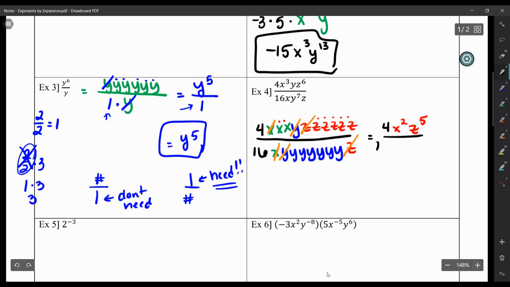And then at the bottom, we have 16. There's no more x's in the denominator. We do have a bunch of y's, though. 1, 2, 3, 4, 5, 6 y's, so y to the 6th power. And there's no more z's. Now that we've taken care of all the variables, let's talk about these coefficients. If all you had was 4 over 16, well, you would divide that out. So 4 divided by 16 makes 1/4. And the variables just tag along.